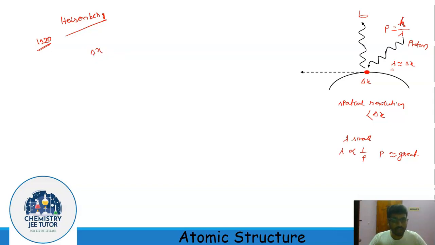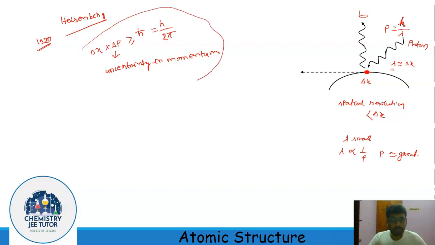And it can be shown that if delta P is my uncertainty in momentum, then delta X into delta P should be greater than or equal to h by 4 pi. Now, this is a fundamental property. The uncertainty is a fundamental property, and this relation is known as Heisenberg's uncertainty principle.